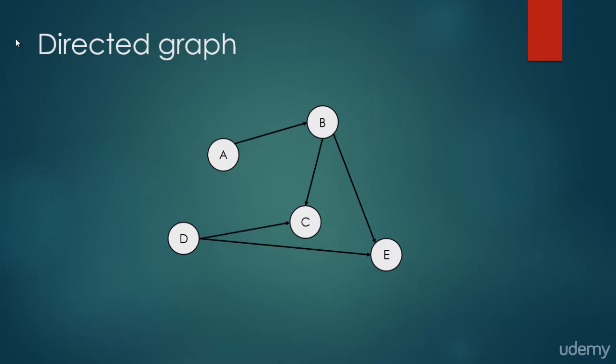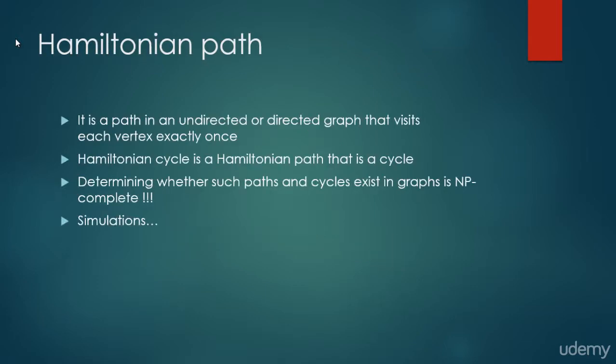You just have to direct an edge from A to B and another edge from B to A. And if you do this, then you can get from A to B because there's a directed edge from A to B, and you can get from B to A because there's another directed edge from B to A. So these are the two main types of graphs.